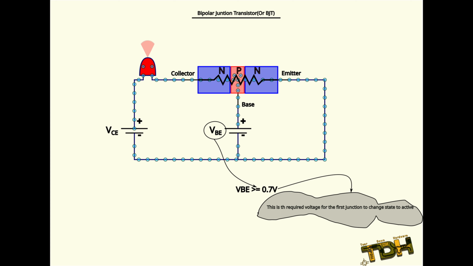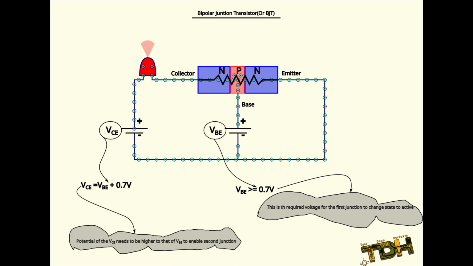The required voltage to change transistor state is defined from VBE characteristic, which is equal or higher than 0.7 volt. And the relation between the base voltage and collector voltage is that collector should be at least 0.7 volt higher than the base voltage. If this is clear, then we know how to change the transistor state on and off. But what about third state, which is called active state?